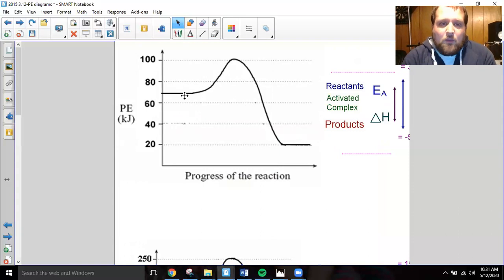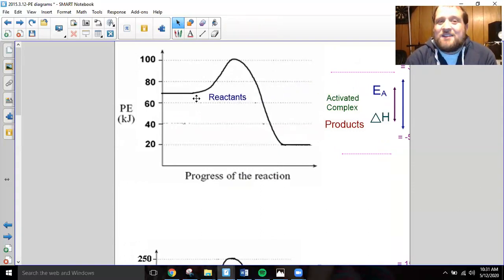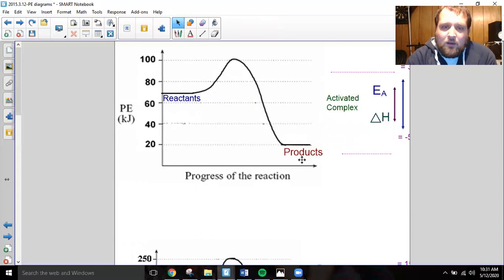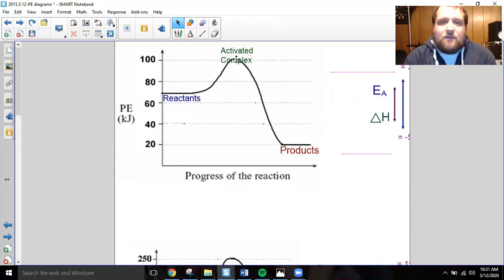So remember the chemicals that we start at an energy level of 70. So our energy of the reactants is here in the middle at 70. The products are where we end. That's all the way down at 20 kilojoules. And then the activated complex is the very highest peak. That has an energy of 100. So that's how you find reactants, products, activated complex.